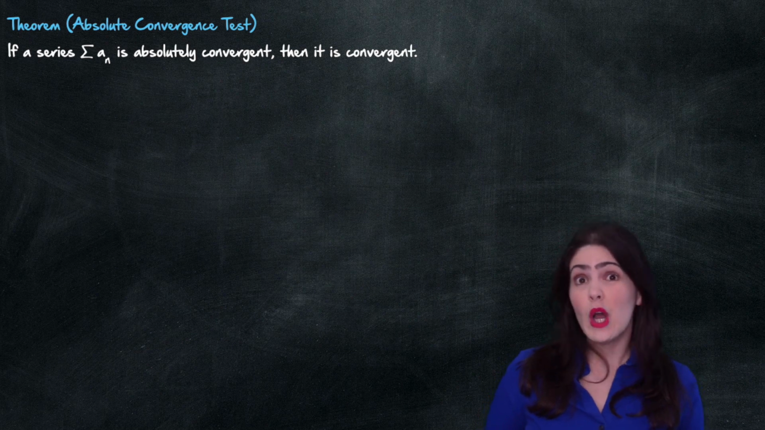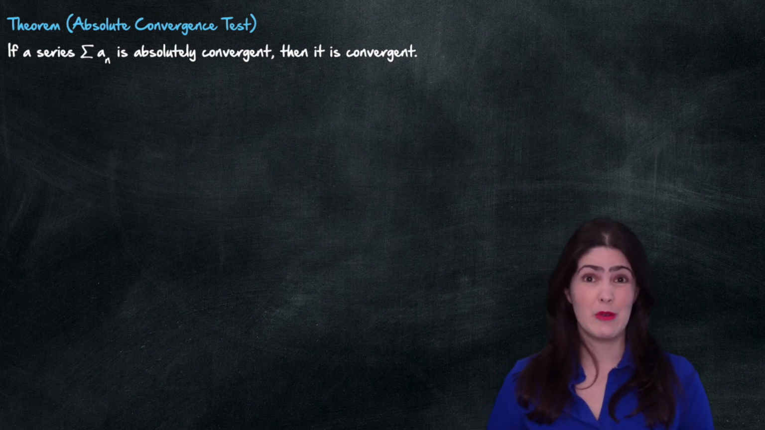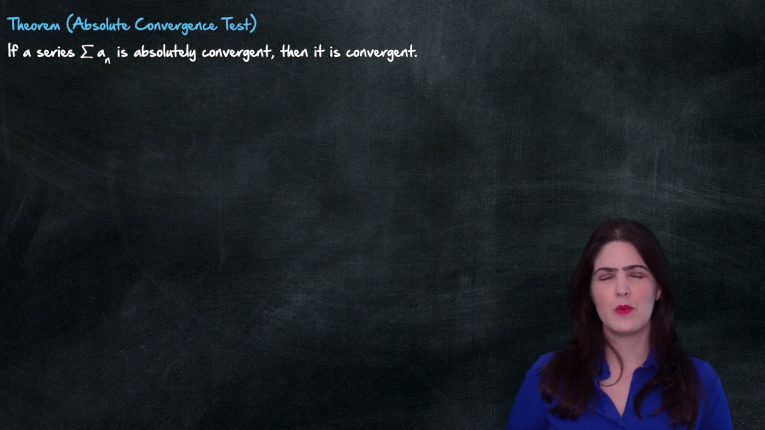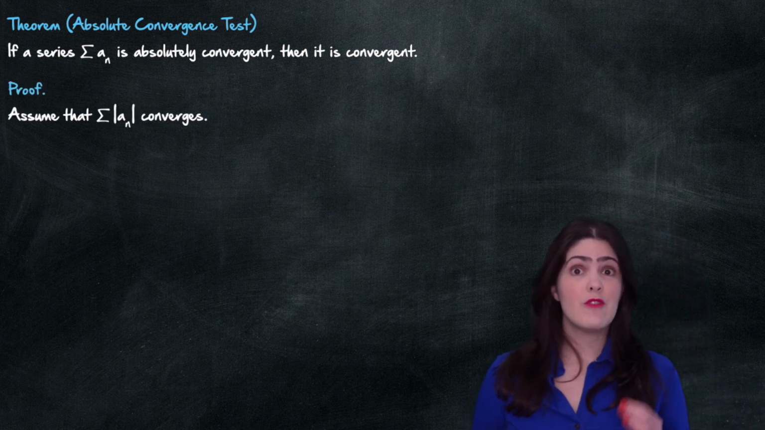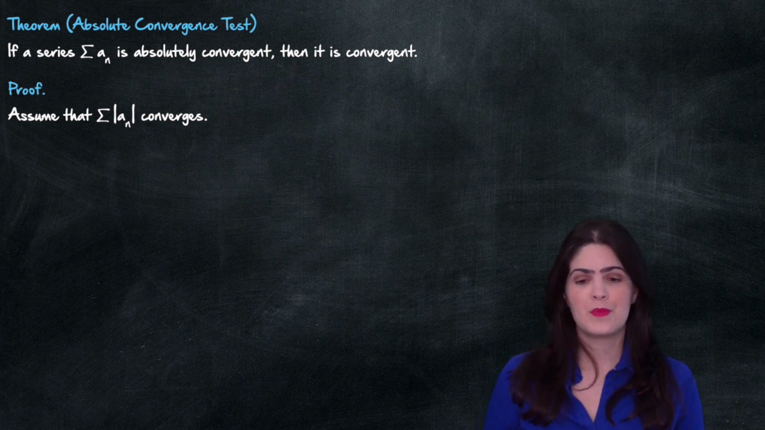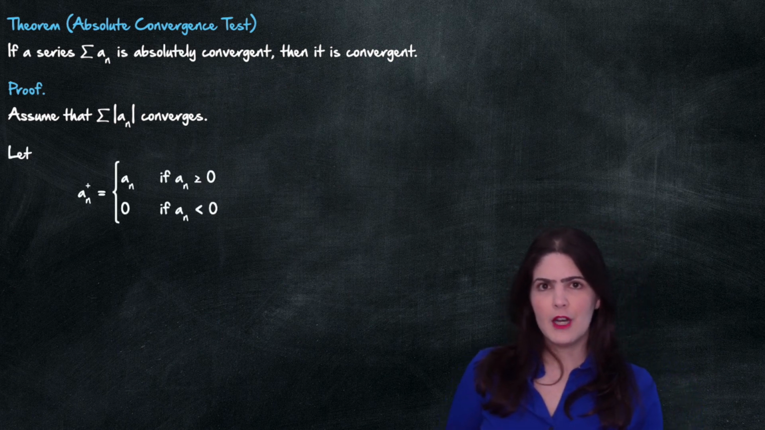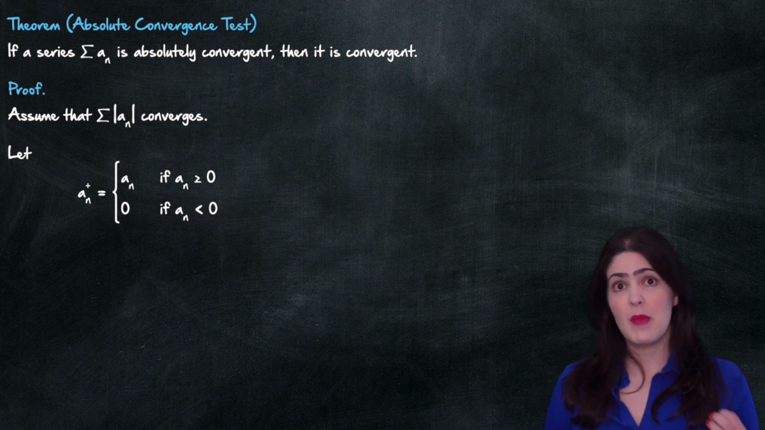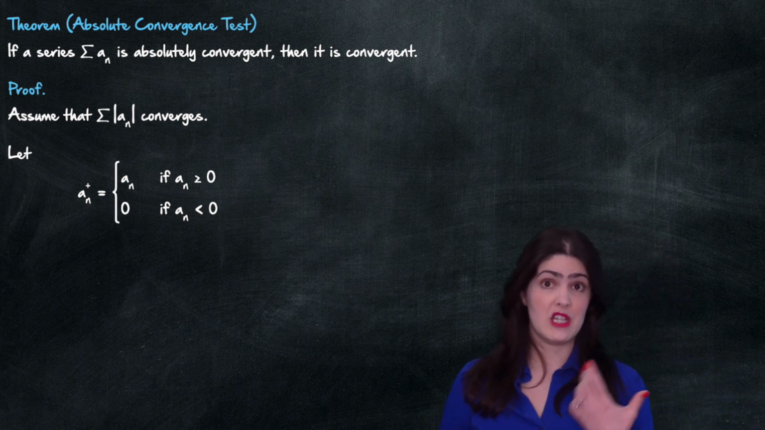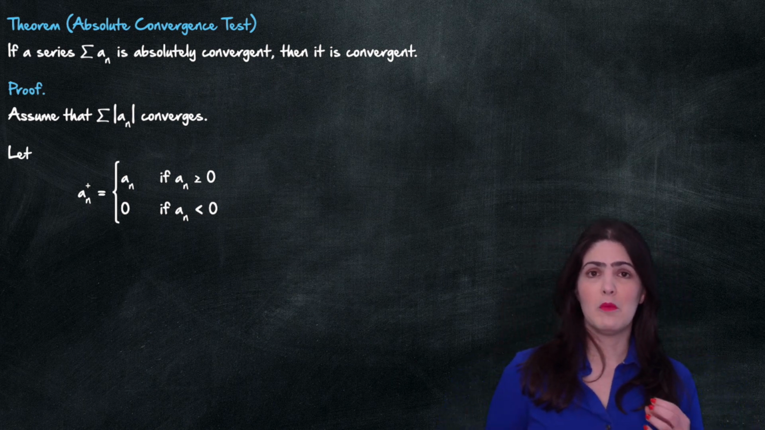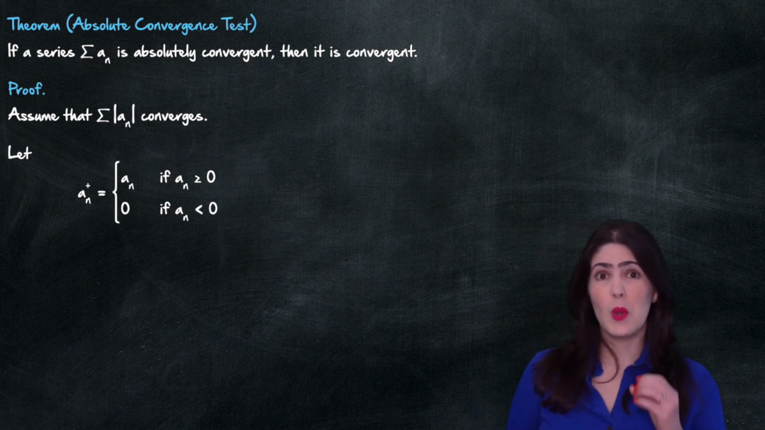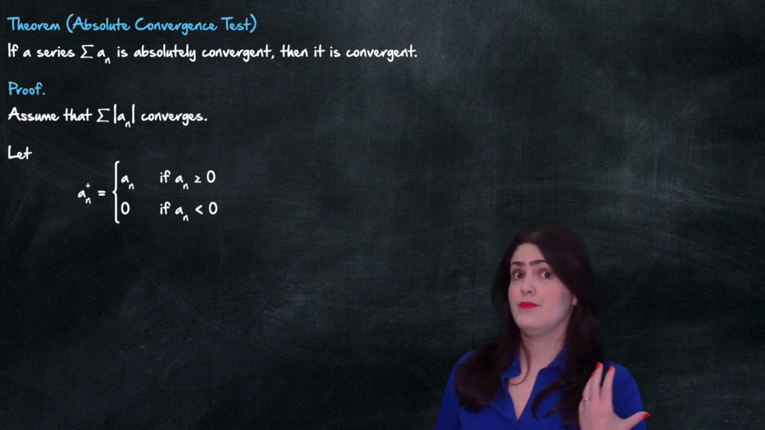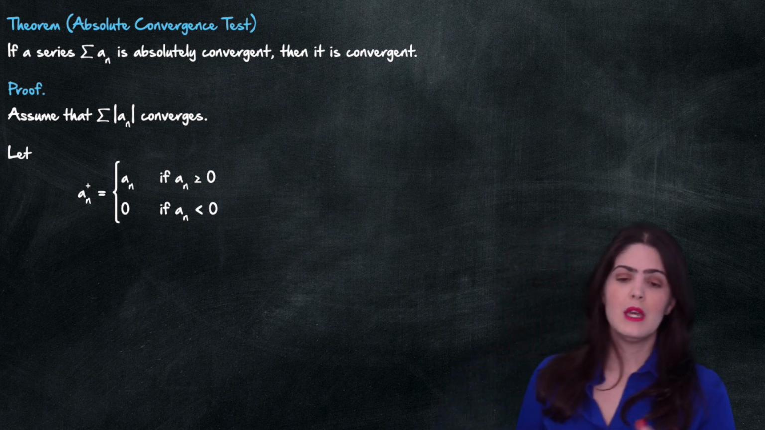Now that we know how to use the theorem, it would be nice to see a proof, right? So let's get started with a proof. Well, we're going to assume that the series of the absolute values converges. And we're going to define two sequences based on the terms of my original series. So I'm going to call a_n plus. This is going to be a_n plus is equal to a_n if a_n is non-negative, is positive, and 0 if a_n is negative.